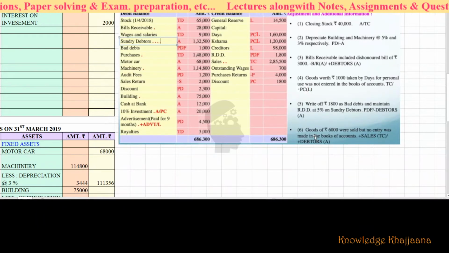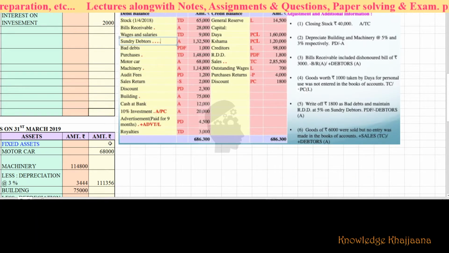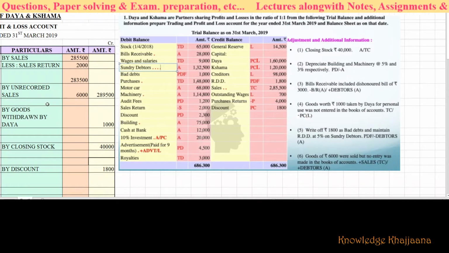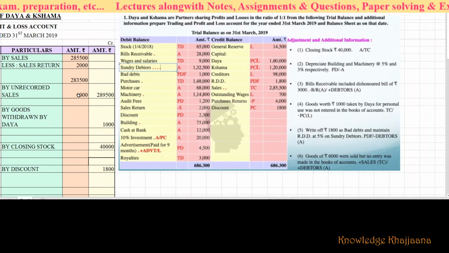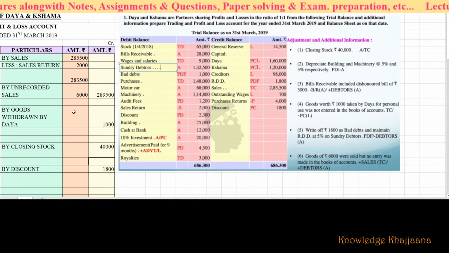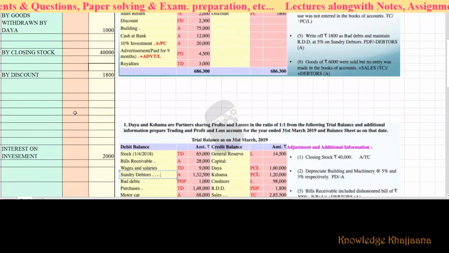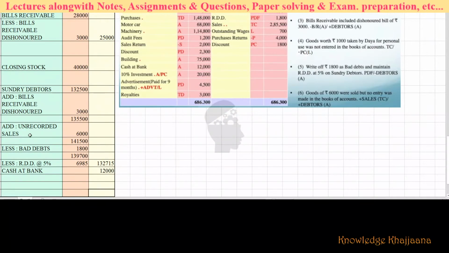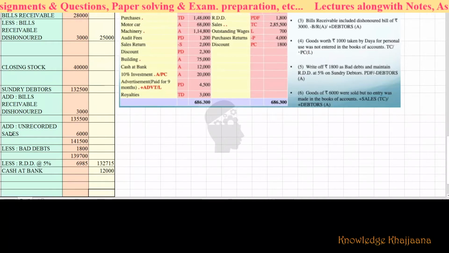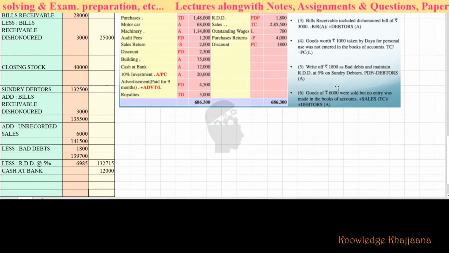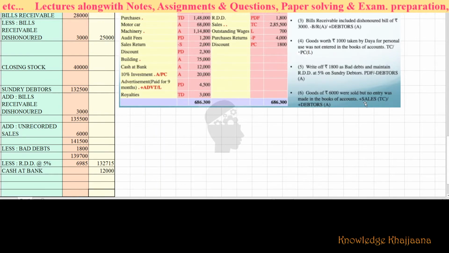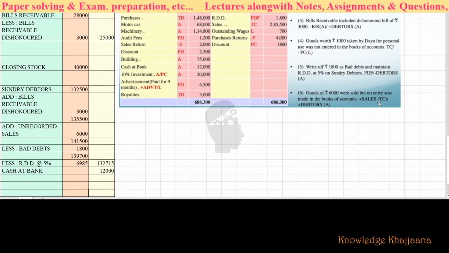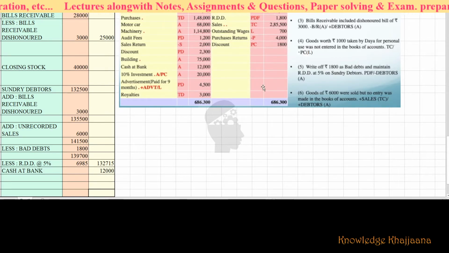Then the sixth entry we'll do first. Goods of rupees 6,000 were sold but no entry was made. So in the sales, unrecorded sales rupees 6,000, right? And the amount of debtors will get increased. So unrecorded sales rupees 6,000, then in the sales account, that is the trading account credit side, we have added to the sales, and in the debtors on the asset side we have added.